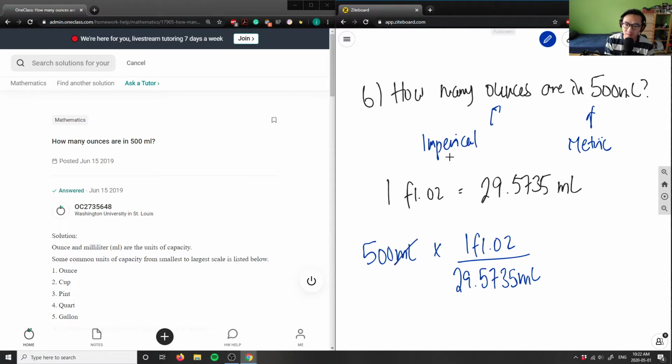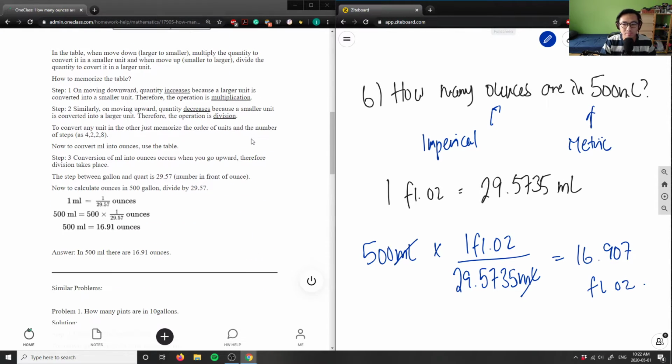So in this case, the milliliters are going to cancel out and get 500 times 1 divided by 29.5735, which would give me 16.907 fluid ounces here. And this solution is my answer here. 16.907 will be my answer for this problem here.